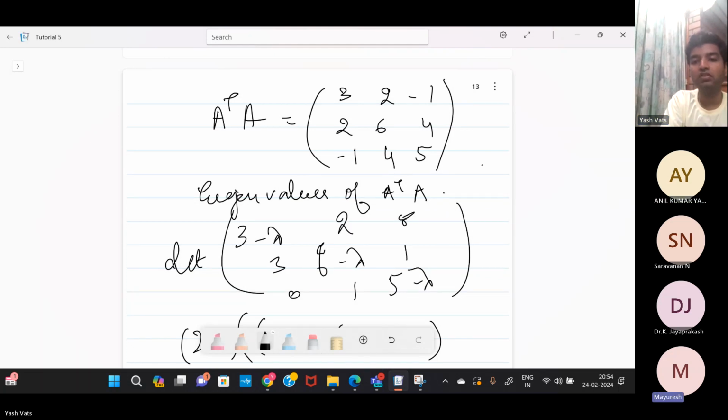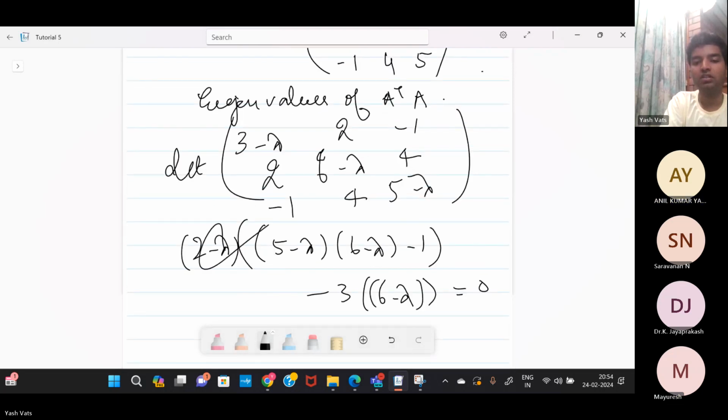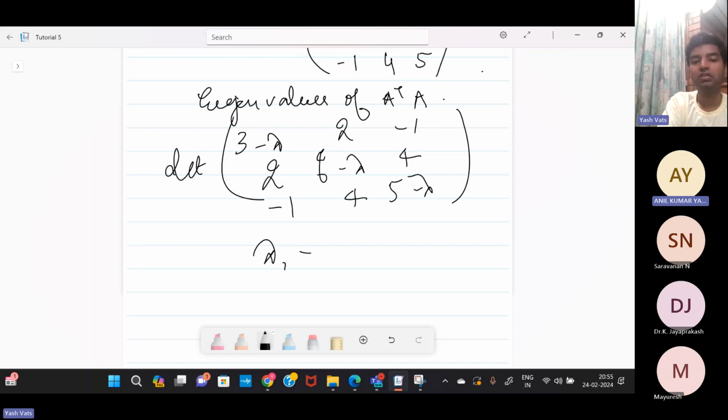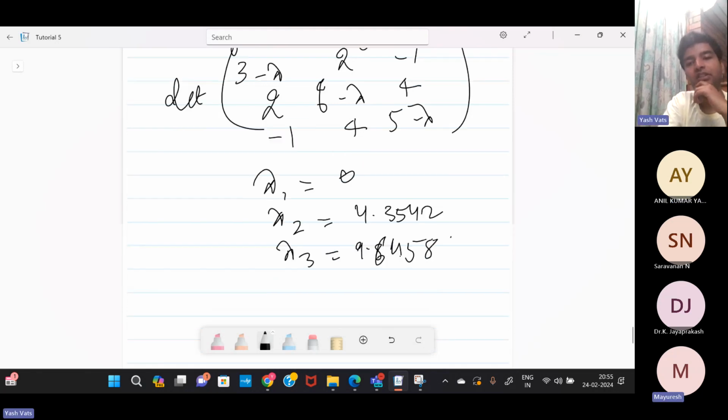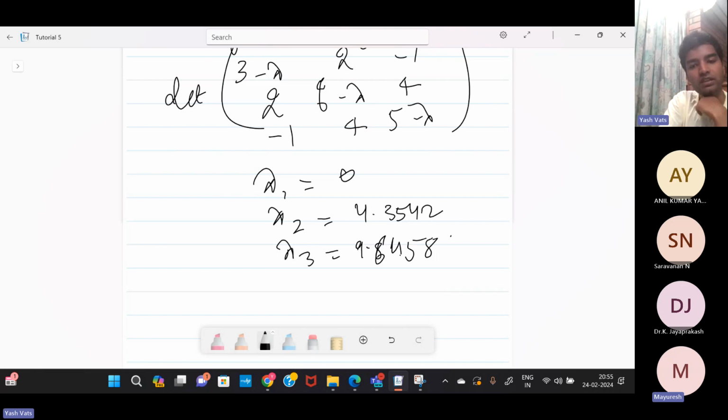Sir, I have calculated by using MATLAB. The first value is 0.000, lambda 2 is 4.3542, and the third is 9.6458. Okay. So yes, lambda 1, lambda 2, and lambda 3. Is this matching your answer?